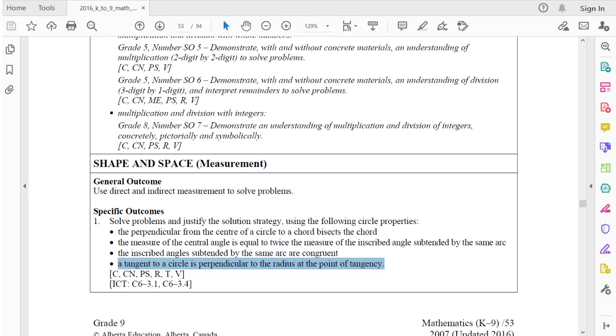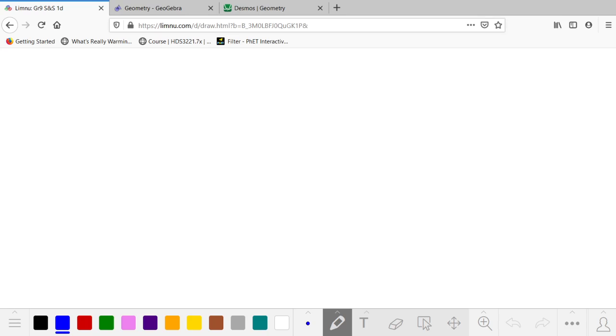This is the second version of the video to prove the fourth bullet point under specific outcome number 1 for shape and space in Alberta's grade 9 curriculum, at least the 2016 revision of that curriculum. We want to show that a tangent to a circle is perpendicular to the radius at the point of tangency. That will require a little bit of calculus and a little bit of conics. So again, this is not the compelling argument, this is the proof.